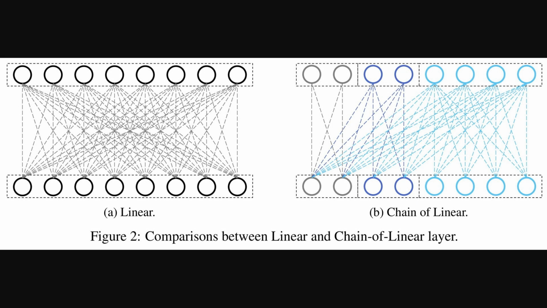Okay, building on that idea of chained representations, Figure 2 here gives us a nice visual comparison. On the left, in Part A, we see a standard linear layer. A linear layer is a fundamental component in neural networks that performs a linear transformation, essentially a weighted sum, on its input data. Notice how every input node connects to every output node. Now contrast that with Part B, the chain of linear layer. Here, the connections are structured into these chains. An output chain only processes information from its corresponding input chain and any preceding ones, establishing what the authors call a causal relationship. This chain of linear structure is central to the chain of language model.